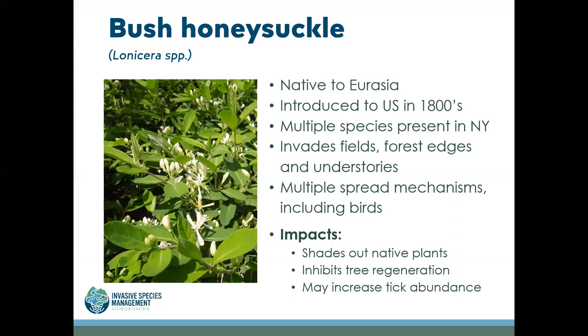Next, we'll talk about bush honeysuckle. This is a species that is native to Eurasia and was introduced to the US in the 1800s as an ornamental plant and for wildlife forage, essentially. Much like knotweed, there are multiple species of honeysuckle present in New York State, which we generally lump into this broad category of invasive bush honeysuckles, and include species like Tartarian, Amur, Bell's, and Morrow's. And there are actually a few more out there.